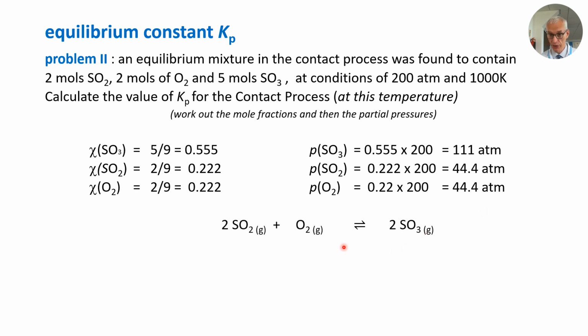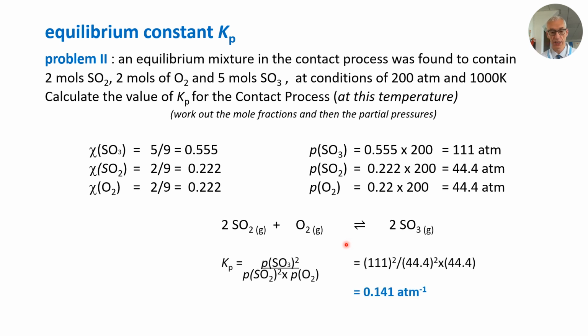There's the contact process equation from the previous slide. Hopefully you recalled that. There's the Kp expression. Put these partial pressures in, and it comes out as 0.141 atmospheres to the minus 1.